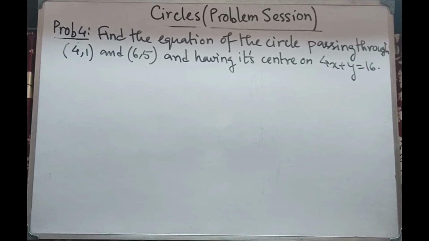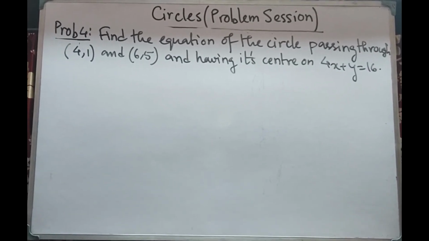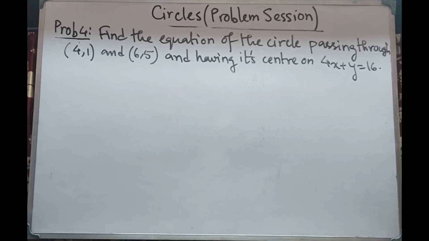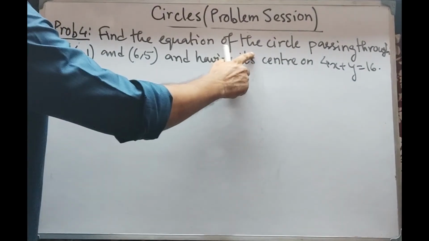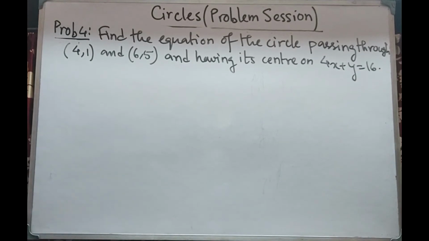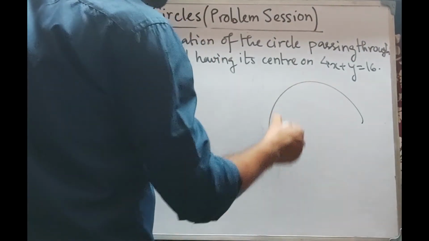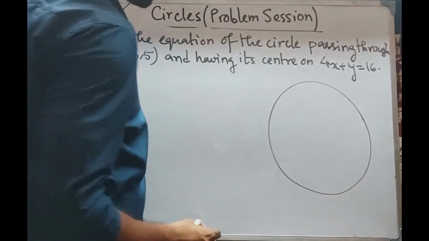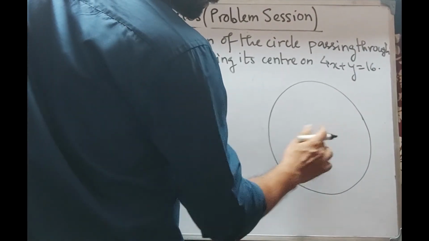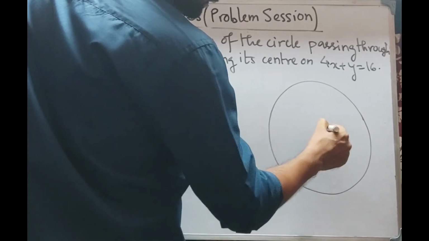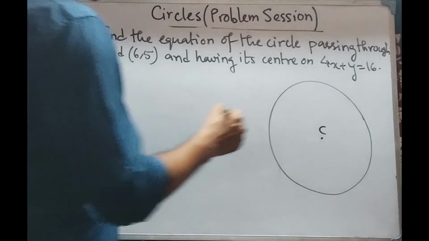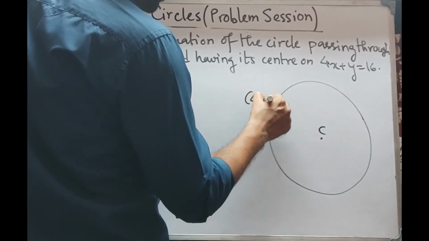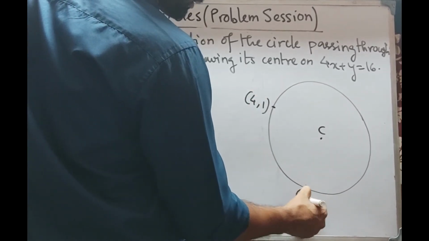So this is our next problem. It is saying find the equation of the circle passing through the points 4, 1 and 6, 5 and having its center on 4x plus y is equal to 16. So let us first draw the picture. So this is the circle shape. Here its center, say I am calling it C. And it is saying find the equation of the circle which is passing through these 2 points. So I am taking one point here 4, 1 and the other point here say 6, 5.